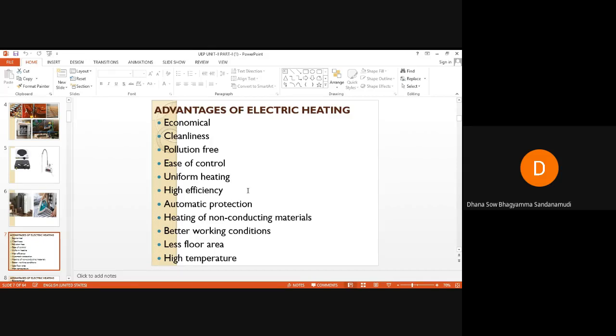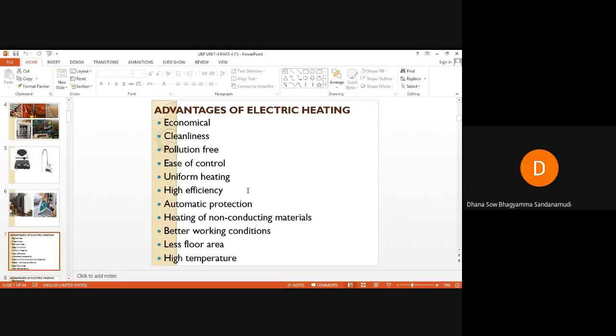One of the advantages is that it is very economical. Why? Because electrical heating equipment is cheaper. Electrical heating equipment does not require a highly skilled person, therefore maintenance cost is less. The other advantage is cleanliness, since dust and ash are completely eliminated in electrical heating. So it keeps the surroundings clean.